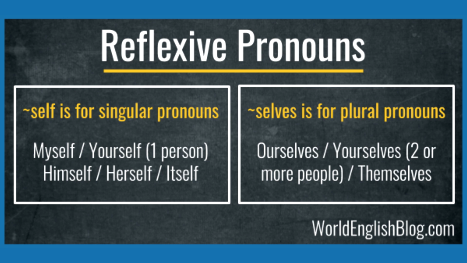You can probably guess that self is for singular pronouns: myself, yourself, himself, herself, itself. And selves is for plural pronouns: ourselves, yourselves, themselves. Please listen to the following examples.